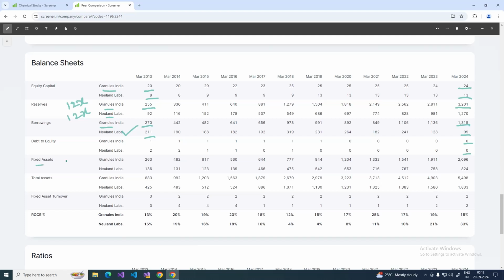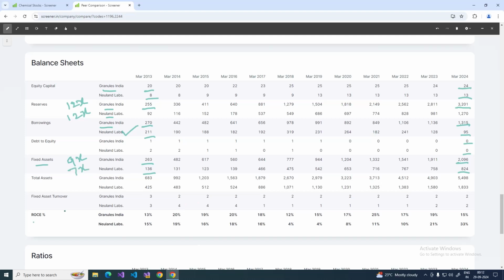Then fixed assets. Granules India increased from 263 crores to 2096 crores. So approximately 9 times increase by Granules. For Neuland Laboratories, 136 crores to 824 crores. So here a 7 times increase for Neuland Laboratories.